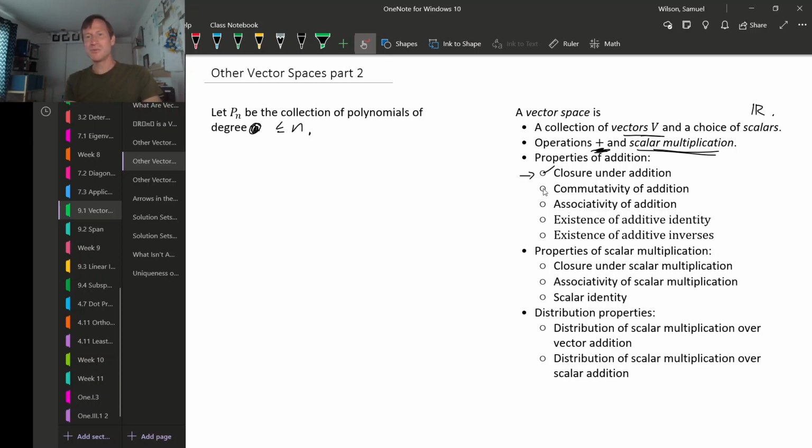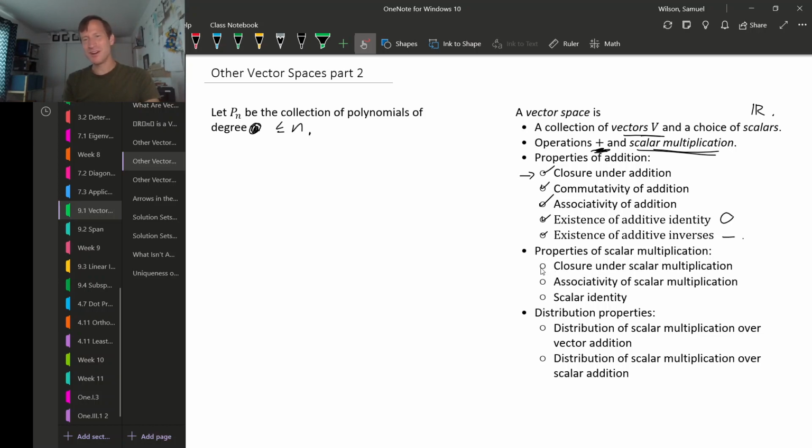Commutativity of addition, well, that's clear. We know that from knowing stuff about polynomials already. Same thing for associativity. Additive identity is clear. That's just the 0 polynomial. Existence of additive inverses, also clear. That's just the negative of a polynomial.